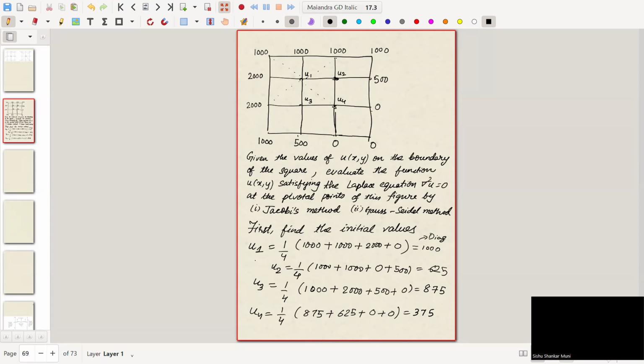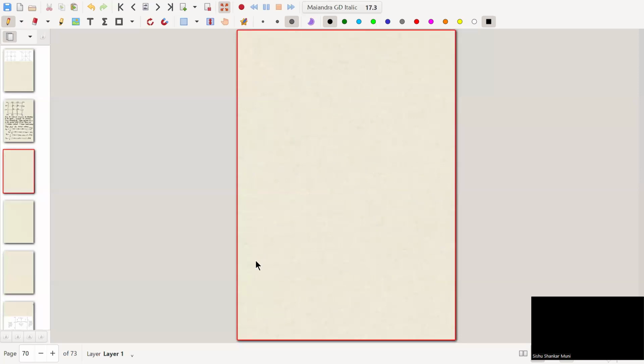You have drawn this mesh in your notebooks. If I go to the next page, I think you will have the mesh with you. For the Jacobi formula, I will write the first iteration so that you get a kick-start. Check your mesh. Whatever I'm writing, check on your mesh if I'm doing it correctly. Don't believe me.